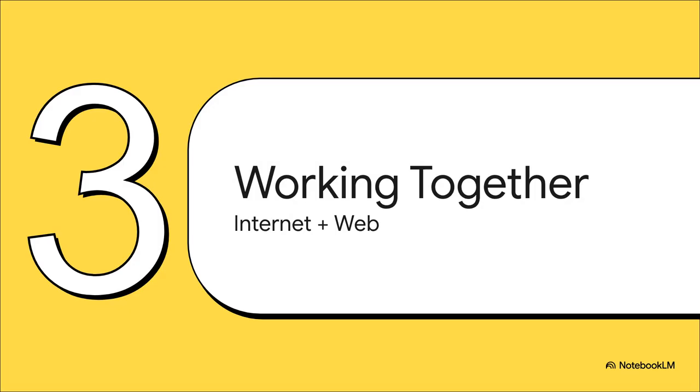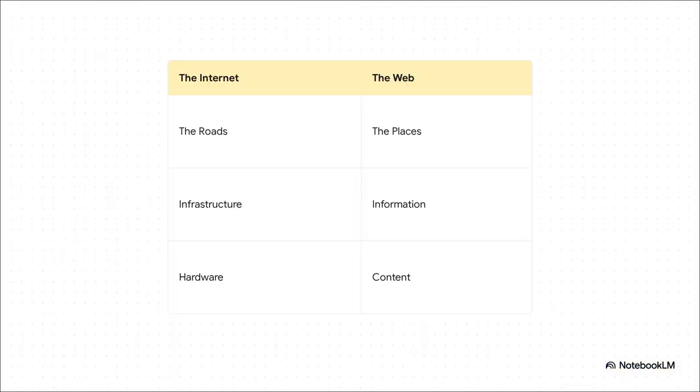All right, let's put it all together now and see how these two pieces of the puzzle fit together in the real world. Okay, this little comparison here lays it all out perfectly. Look, on one side, you've got the internet. That's your roads, your infrastructure, the actual hardware. And on the other side, you've got the web. Those are the places you visit, the information you read, the content you watch. You absolutely cannot have one without the other. It's like, what's the point of a giant road system with nowhere to go? And how could you build a library or a shop if there were no roads to get there? They need each other completely.